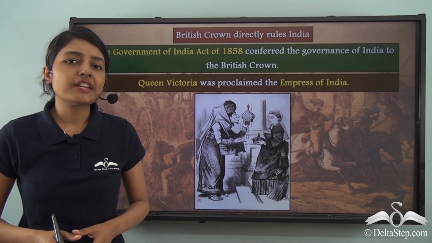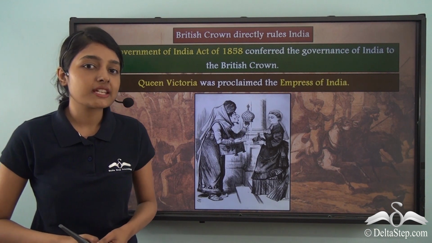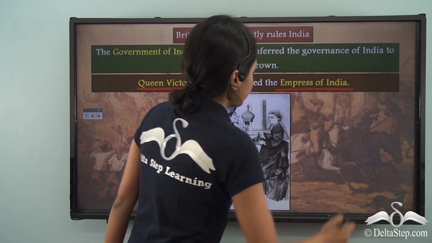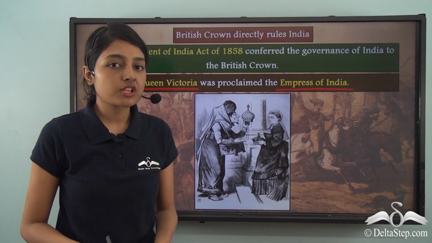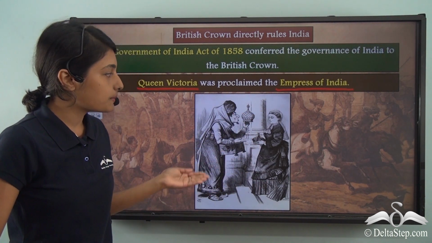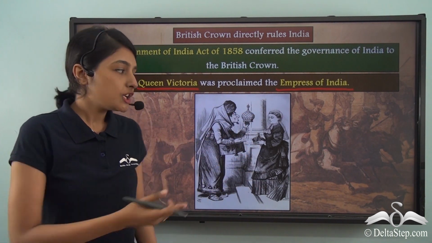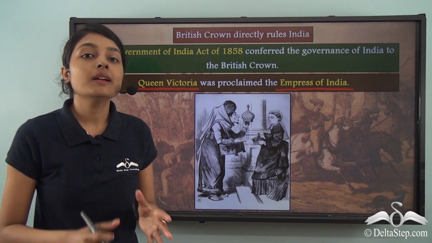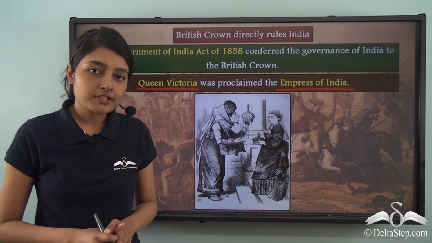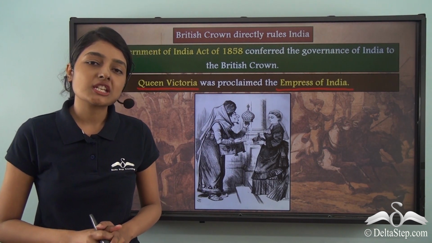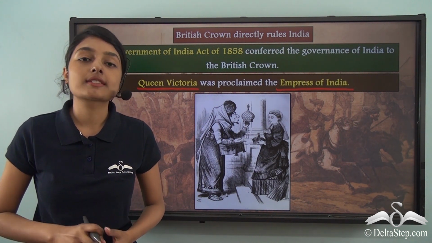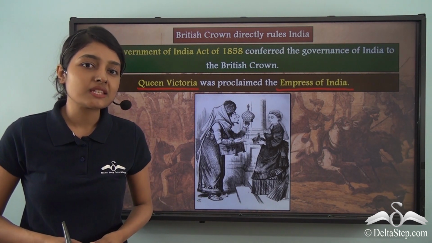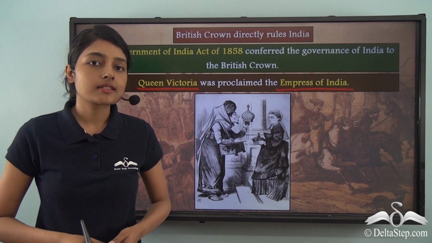Now when the Government of India Act was passed in 1858, Queen Victoria was proclaimed the Empress of India. So here you can see an illustration of how Queen Victoria is being worshipped as the Empress of India. She is being gifted lavish gifts which are being taken to her from India. So at this point of time, it was no longer the British East India Company that was in charge of the subcontinent. Instead, it was directly the British Crown and the British Parliament that now began to rule the Indian subcontinent.